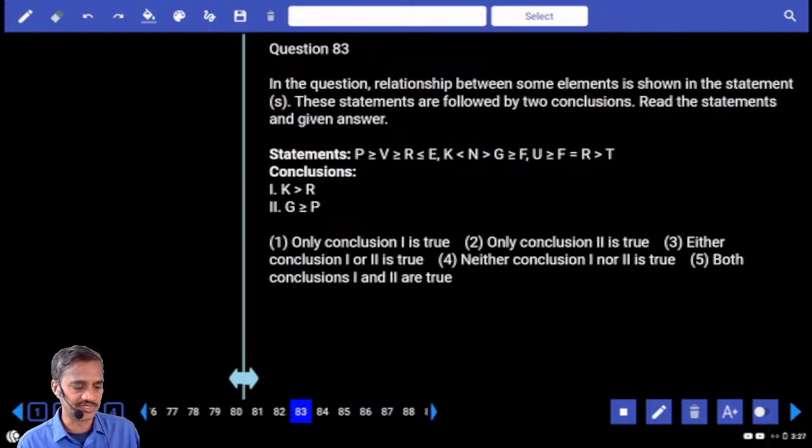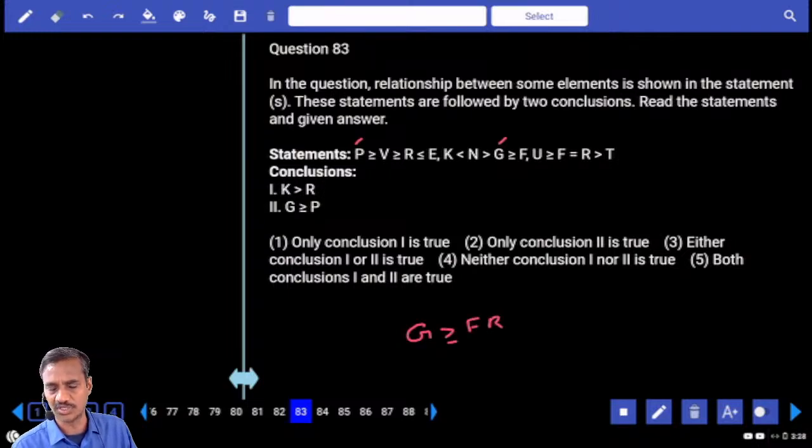And next one between G and P. Now in this G and P, G is here and P is here. Which element is common? Now G is here, K and G, F. And G to F, G greater than or equals to F. F equals to R. And at the same time, P greater than or equals to R means R less than or equals to P. And between G and P, opposite symbol, no relation can be drawn. Hence neither one nor two, choice 4 for question number 83.